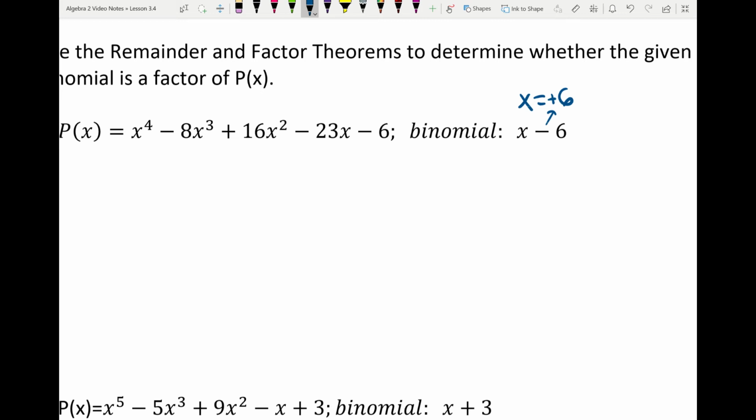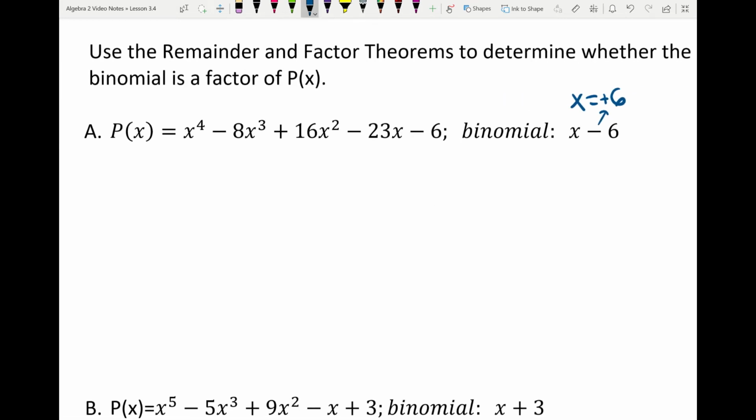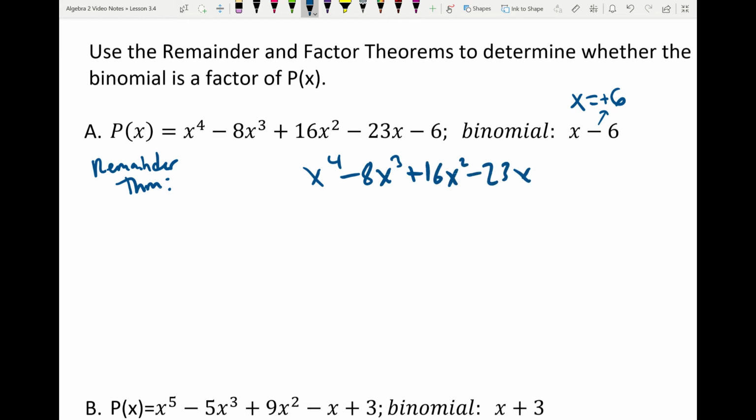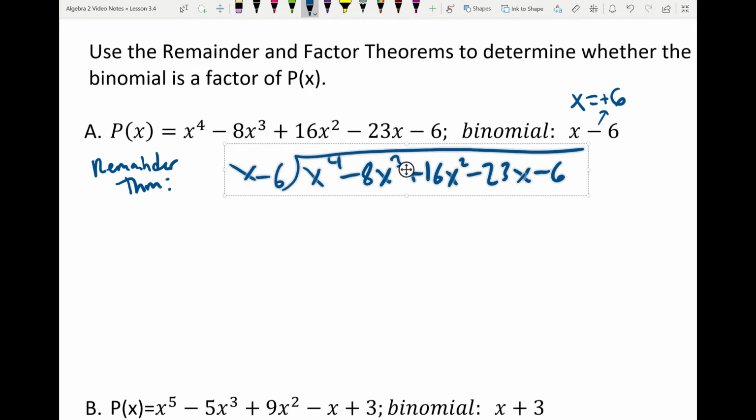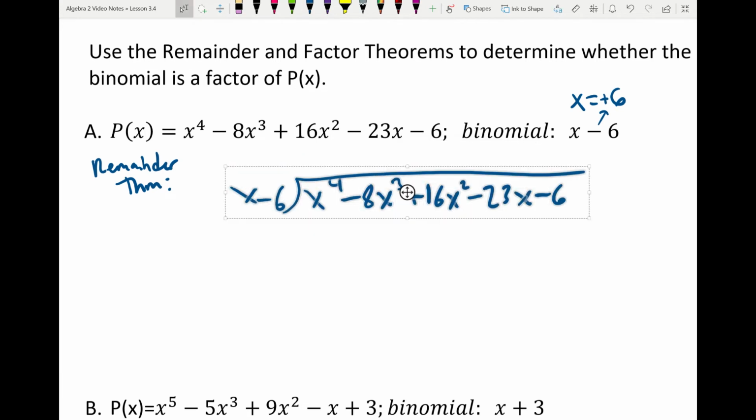So let's talk about those two ideas. So let's look at the remainder theorem part. So to do this, we need to divide the two polynomials together. So we need to divide x to the 4th minus 8x cubed plus 16x squared minus 23x minus 6. We're going to divide that by x minus 6. I always do this, but I need a little bit more room here. Okay, I think that's good enough.